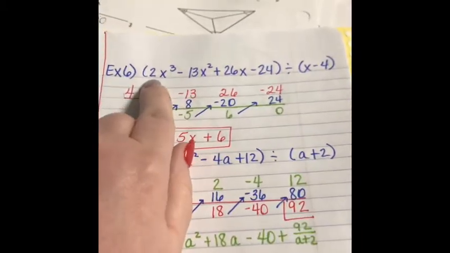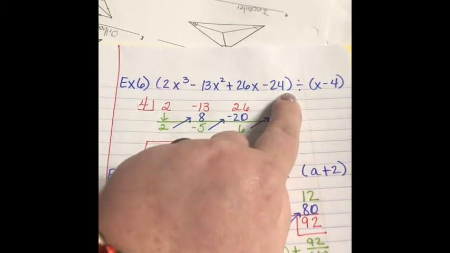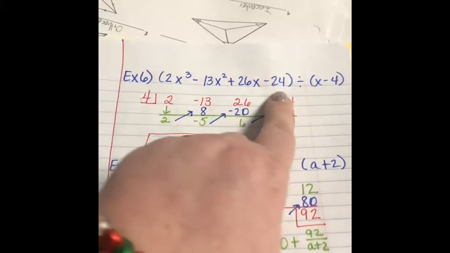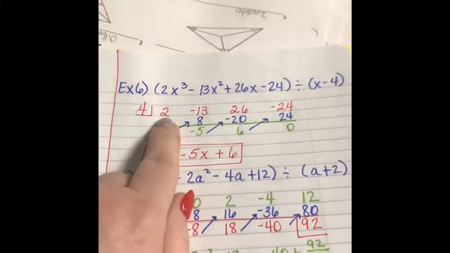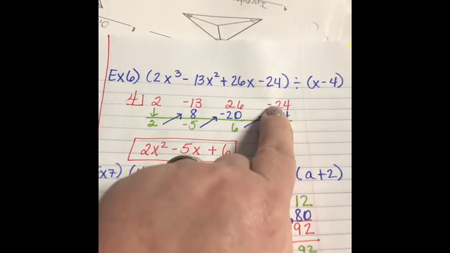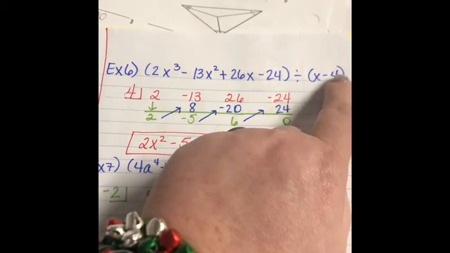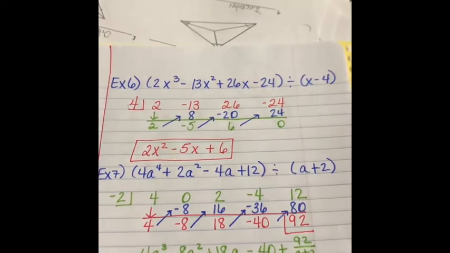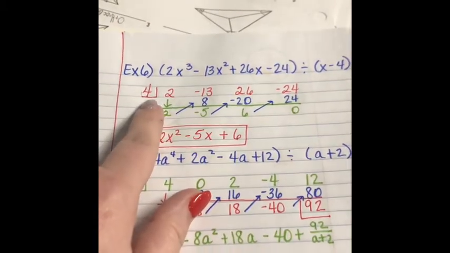So we're going to look at the first problem. The first thing is you need to make sure that they are written in descending order and that everybody's taken care of, that you have every number. So I have x to the 3rd, x squared, x, and a constant, so I'm good there. I'm going to write those coefficients here first. So I have 2, -13, 26, and -24. And then recall that this is in the form x minus r. So r is just the 4. It's kind of like that h that we dealt with earlier. It is kind of an opposite look. So x minus 4, I'm actually going to use +4.